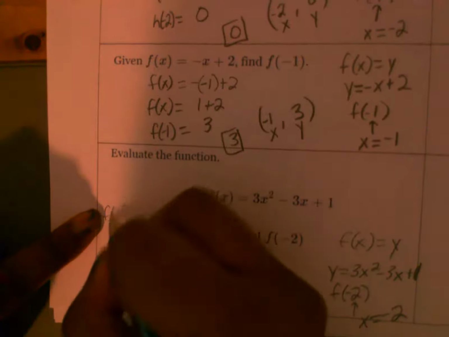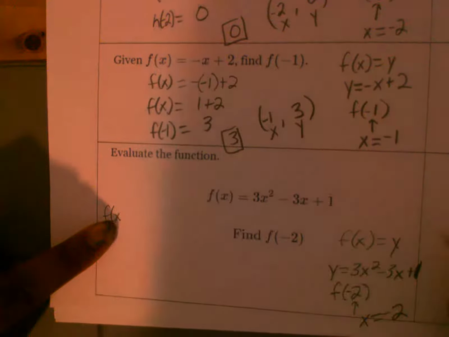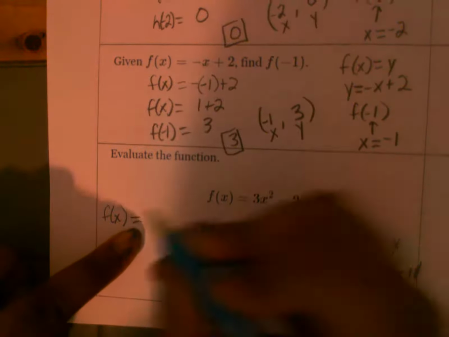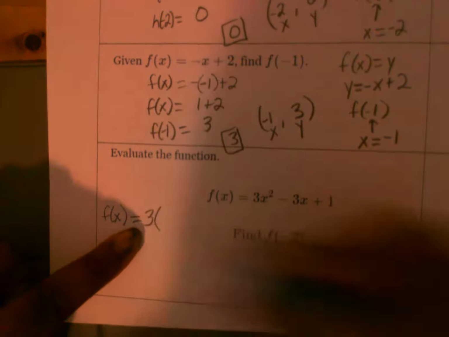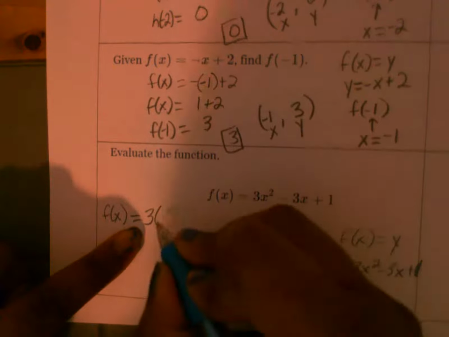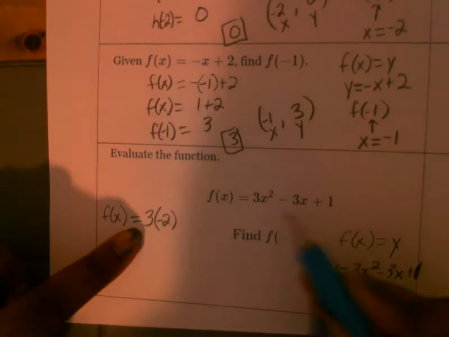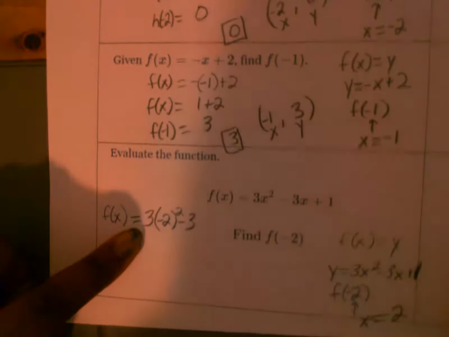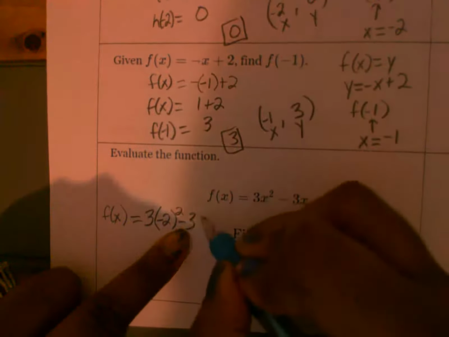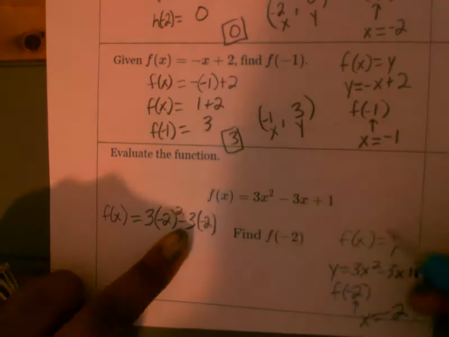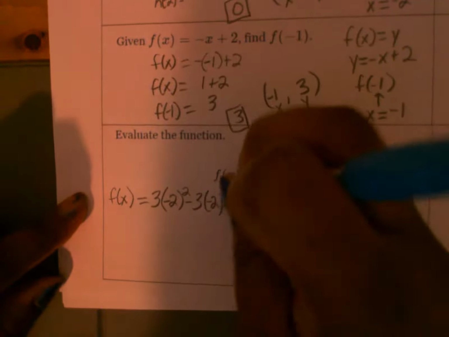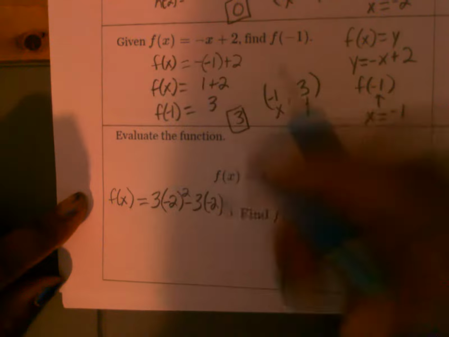So this is f of x, or you can put -2 in the place of this x, is equal to 3 times, replace x with -2. You're going to square it, okay? Minus 3 times x again, which is -2, plus 1. So let me make this neater because this looks a little sloppy there.